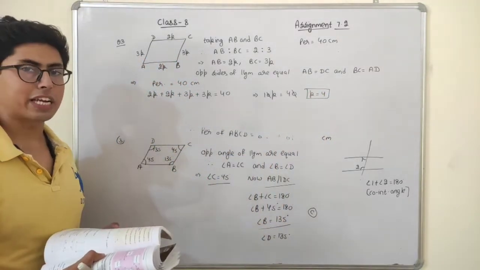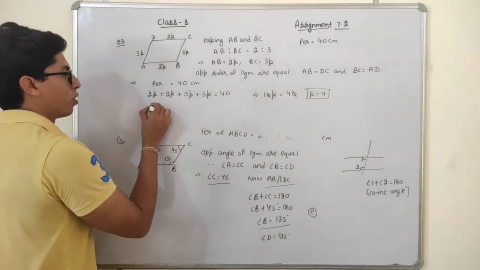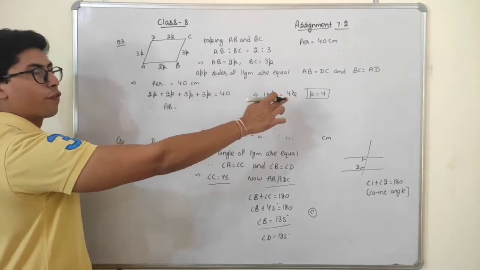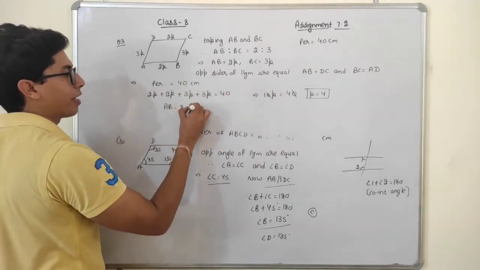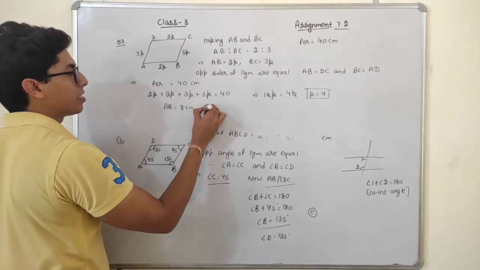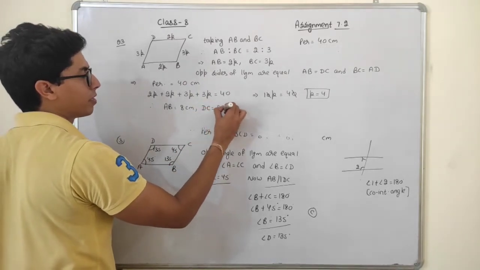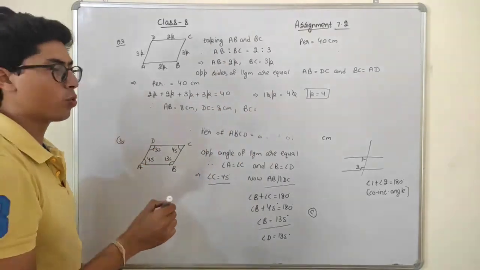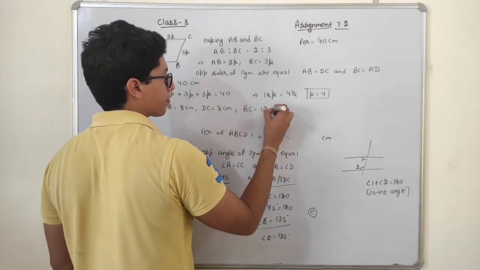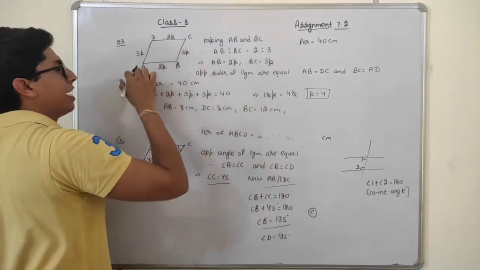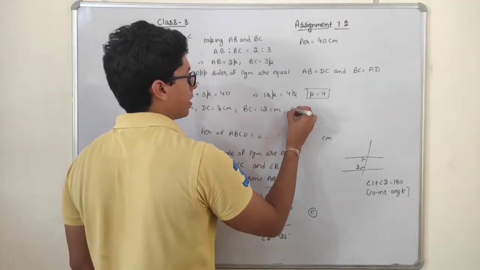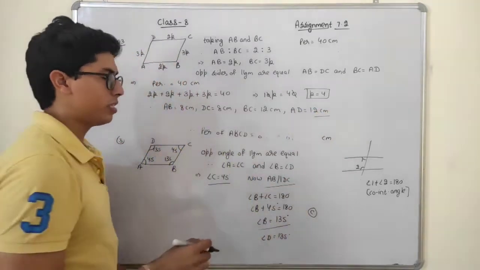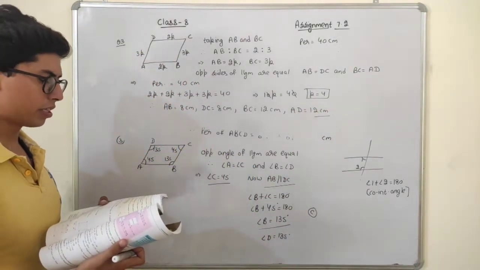I have to find the sides of the parallelogram. Therefore AB is equal to 2K. If K is 4, 2K will be 8 centimeter. Similarly, DC is the same, DC will be 8 centimeter. BC is 3K, 3K will be 12 centimeter. AD is 3K, AD will be 12 centimeter. Okay, students. So this is our question number 3.